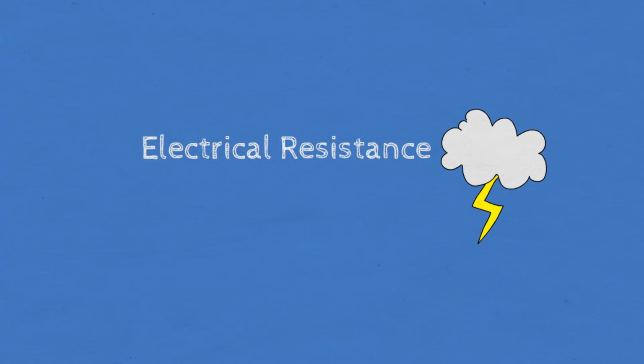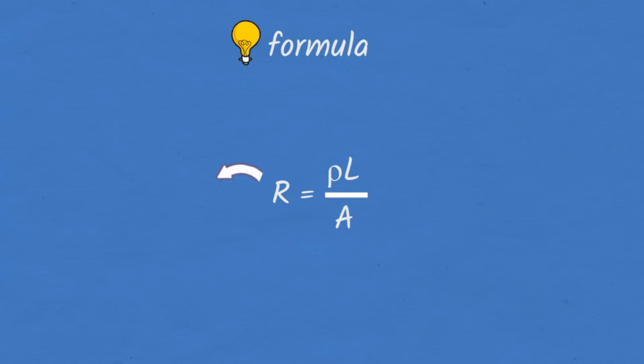Electrical resistance. In the formula for electrical resistance, R is equal to ρ multiplied by L divided by A. In this formula, R represents the electrical resistance in ohms. The Greek letter ρ indicates resistivity in ohm meters.